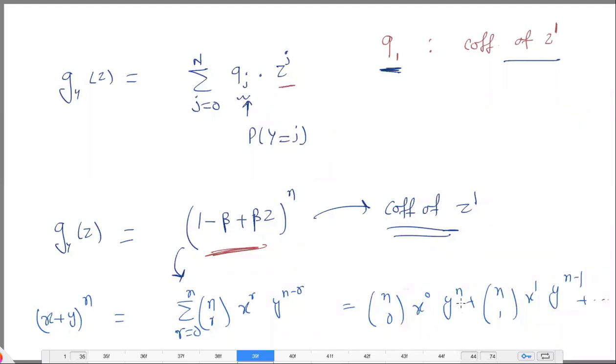Anyway, so from here, if I just keep this as x or y, whatever, keep this in one bracket and then keep this in another bracket, then can you find out the coefficient of z power 1?